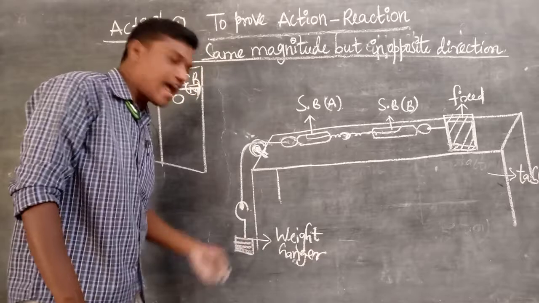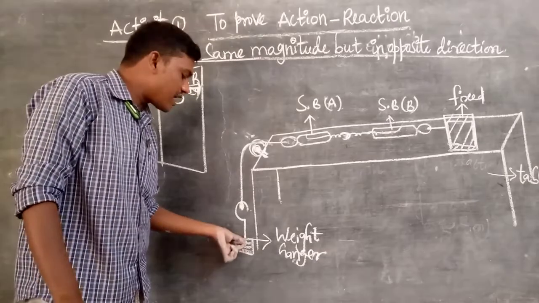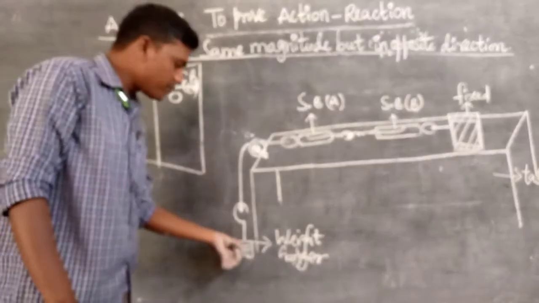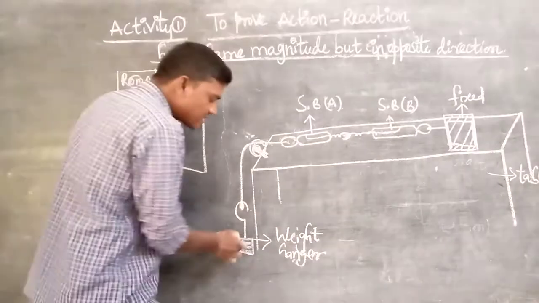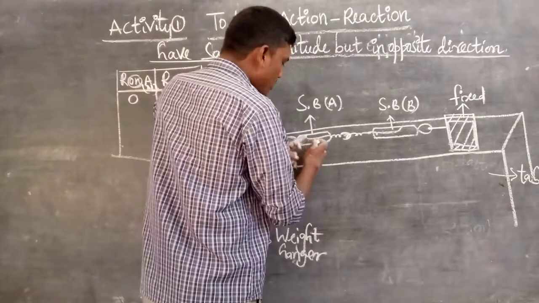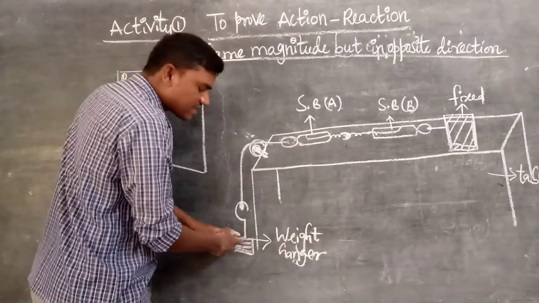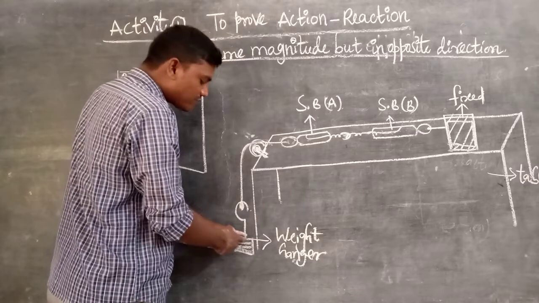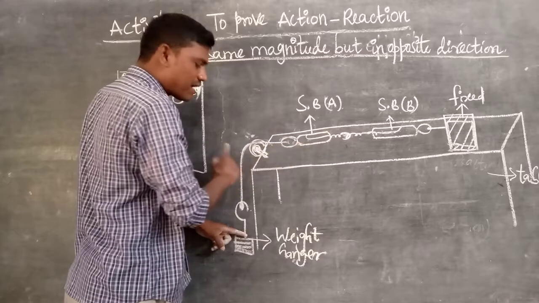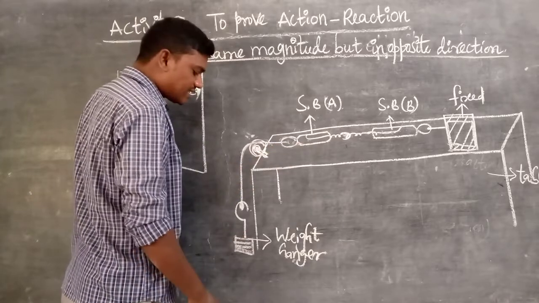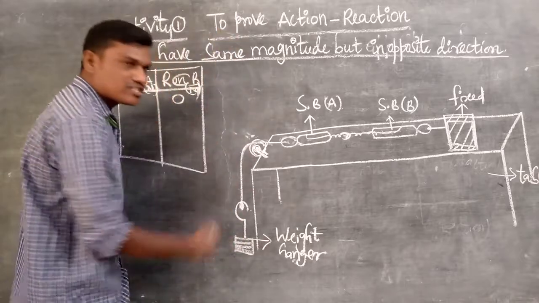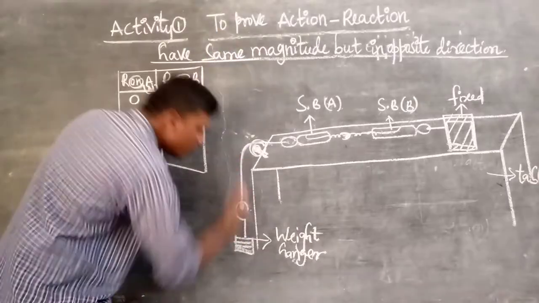Now slowly we add weights. First of all, we add a 50 gram mass in the weight hanger. When you add the 50 grams, what will happen? This weight hanger is connected to the spring balance by a string. Is it correct or not? When you add the weight on the weight hanger, which force is acting? Gravitational force pulls downward.